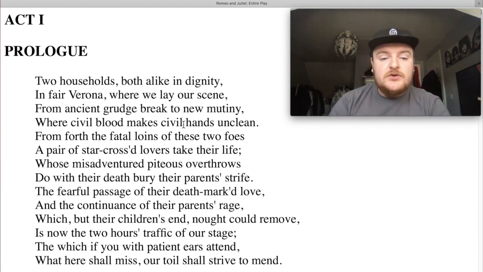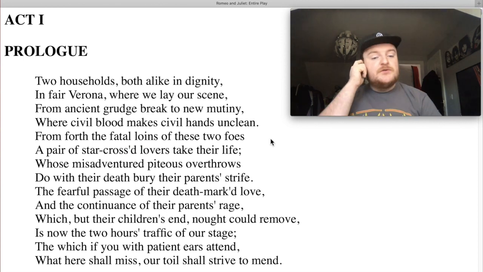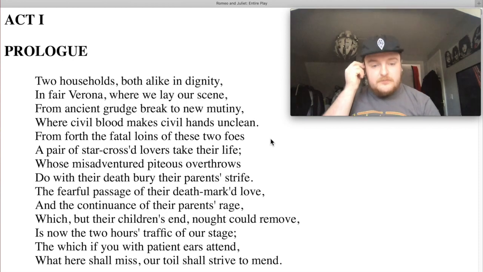"From ancient grudge break to new mutiny, where civil blood makes civil hands unclean." Think about the double meaning there of civil. "From forth the fatal loins of these two foes, a pair of star-crossed lovers take their life, whose misadventured piteous overthrows." Foes, fatal loins of these two foes.